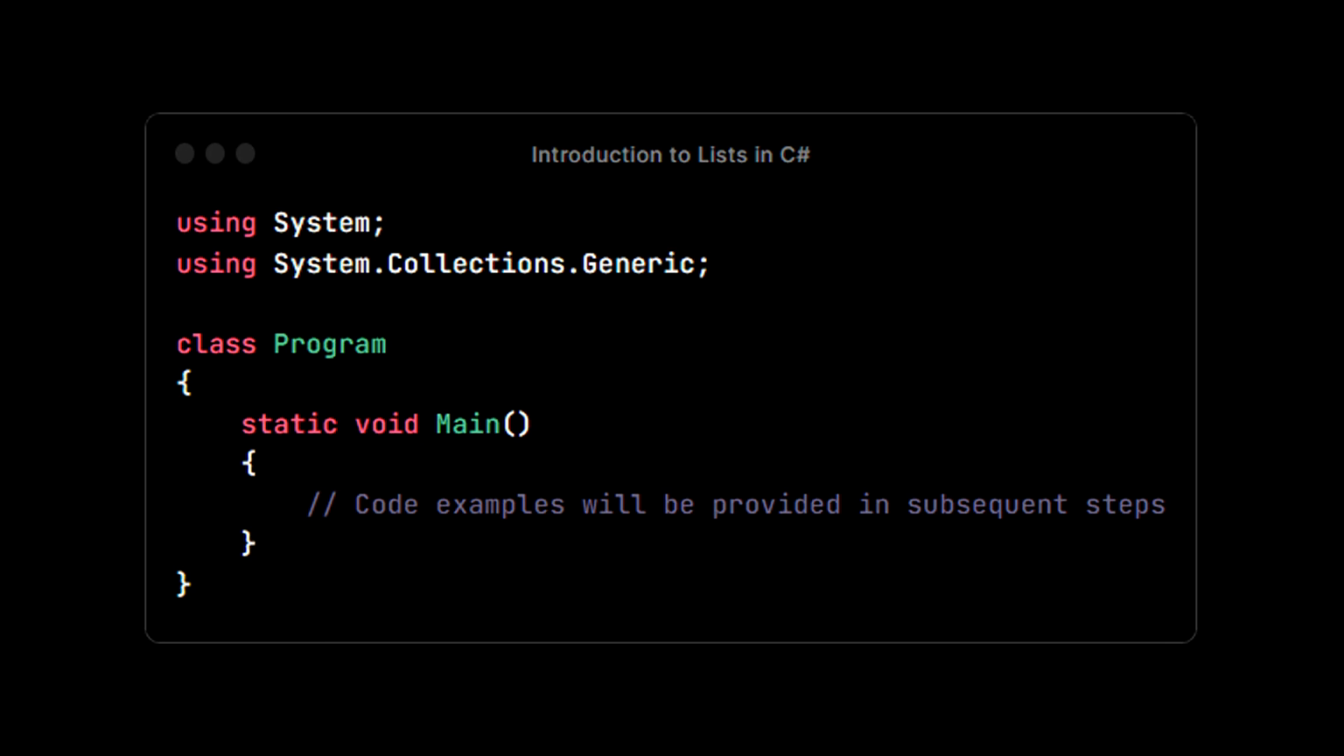Introduction to lists in C#. Lists are a versatile data structure in C# that allow you to store and manipulate collections of objects. They provide dynamic resizing, indexing, and a wide range of built-in methods for efficient data manipulation. In this tutorial, we'll explore how to create, add, remove, access, and perform common operations on lists in C#.